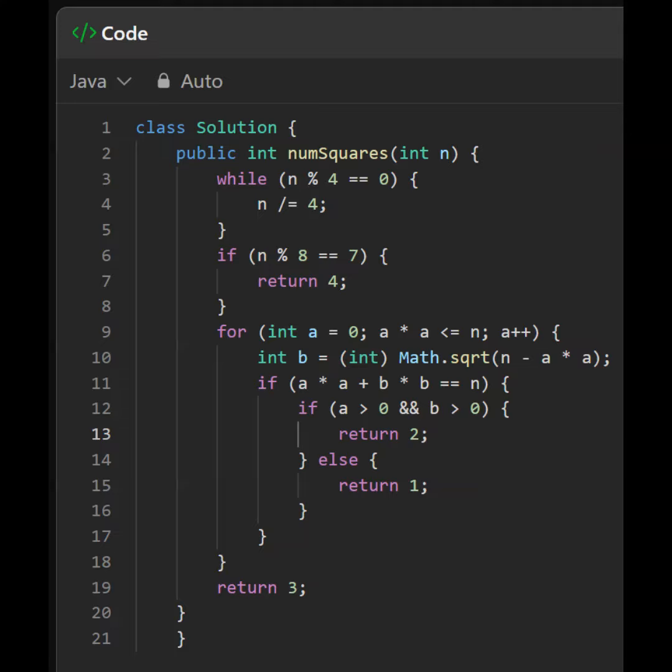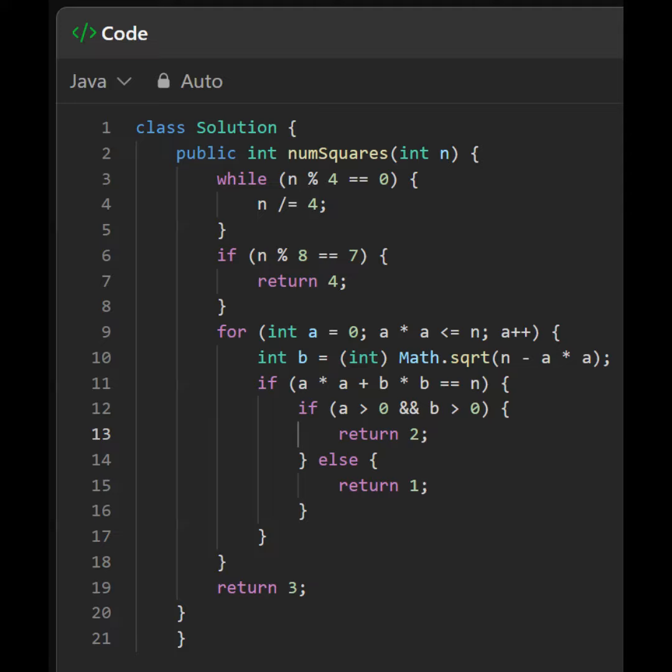2. Check if n modulo 8 is equal to 7, i.e. n modulo 8 equals 7. This is based on a mathematical theorem called Legendre's three-square theorem, which states that a natural number can be represented as the sum of three squares of integers, unless it is of the form 4 to the a times (8b plus 7) for non-negative integers a and b. If this condition is met, the method immediately returns 4, indicating that the number cannot be expressed as the sum of three squares and must require 4.